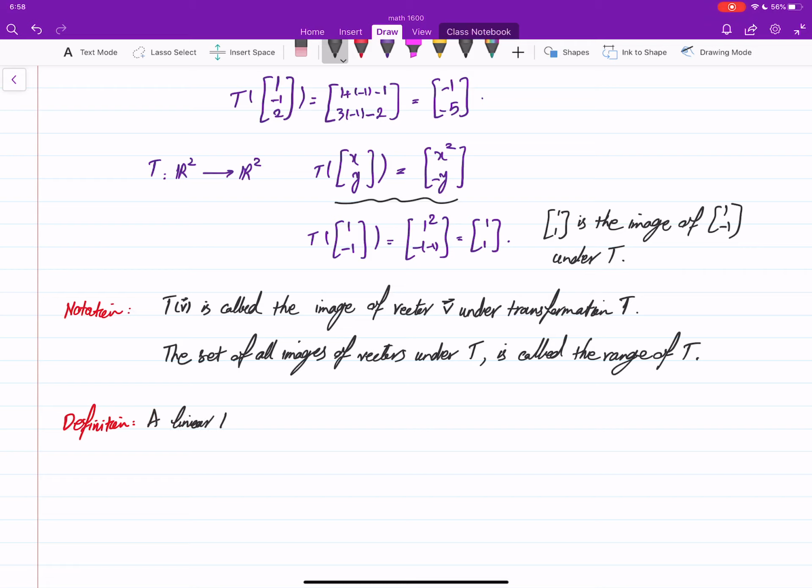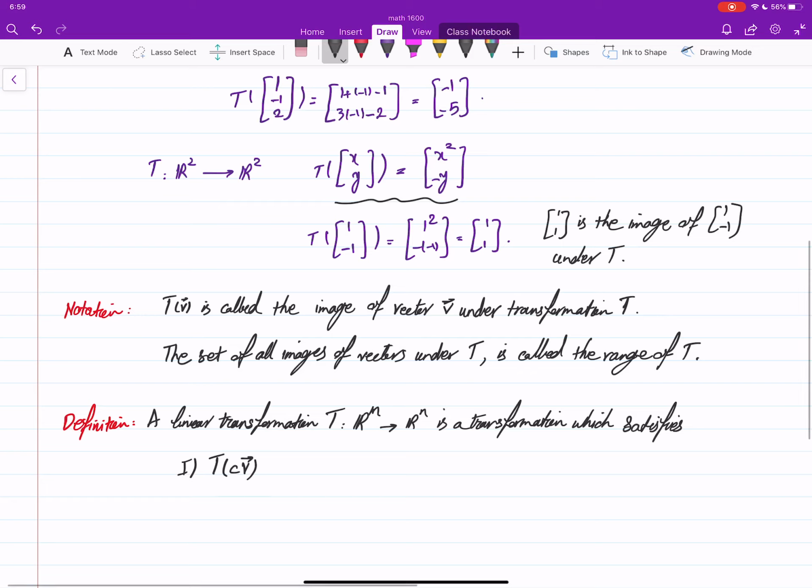A linear transformation T going from, again, some Rm to Rn is a transformation which satisfies, one: if you try to find the image of a vector after you scalar multiply it by c, where c is a scalar, any real number, then that will give you the same thing as T acts on v, so it gives you the image of v, then you scalar multiply.